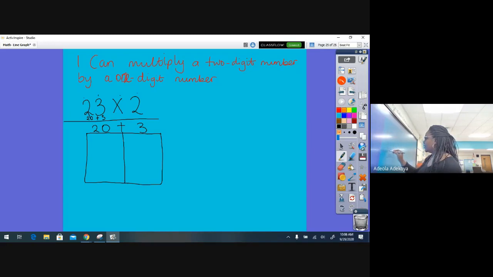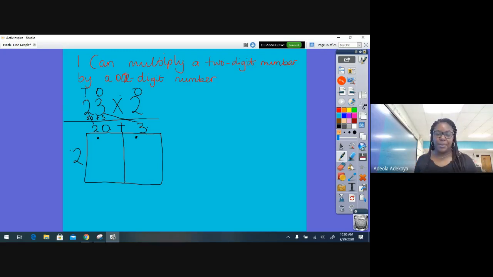This 2 here is represented by the 20 because it's in the tens place, and here it's in the ones place. And the 3 right here, that's where you find it. Now with the 2 over here, I'm going to bring it down here. So here's what I'm going to do. I will multiply 2 by 20 and write my answer in this first box, and then I'll multiply 2 by 3 and write my answer in this box.